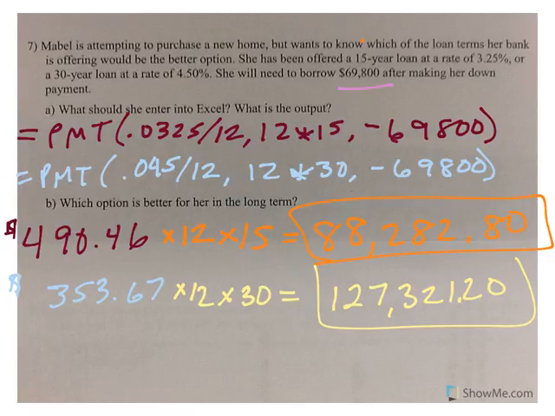So if you can afford to pay $490 a month, you really should do the 15-year because you're going to pay less in interest over the life of your loan. Right? You're almost buying two houses doing it 30 years, whereas the 15 years, you just straight up pay less in interest.